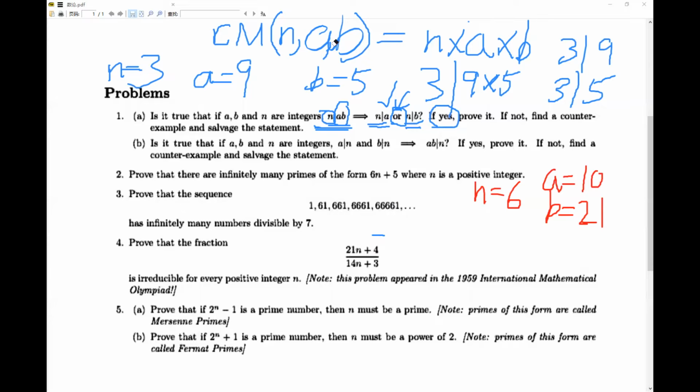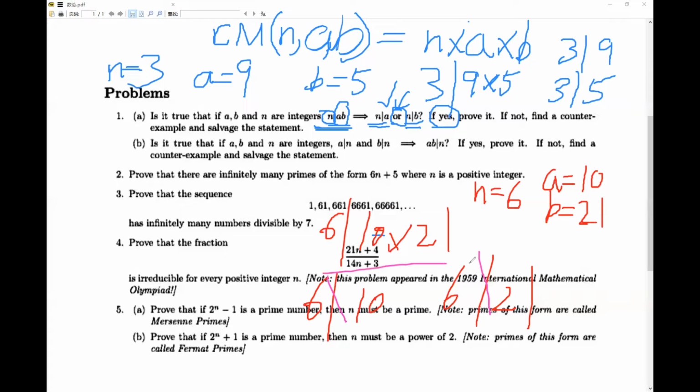So n is divisible by 10 times 21. But 6 cannot be divided into 10, and also not into 21. This or that doesn't work. Did you see that? But this one works. So even the "or" cannot work out. This is a counter example, right? Counter example. I think it must be not.